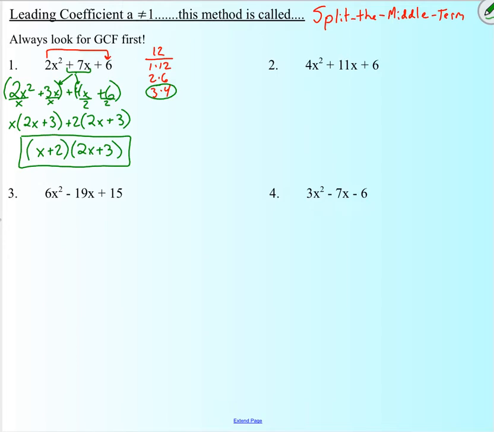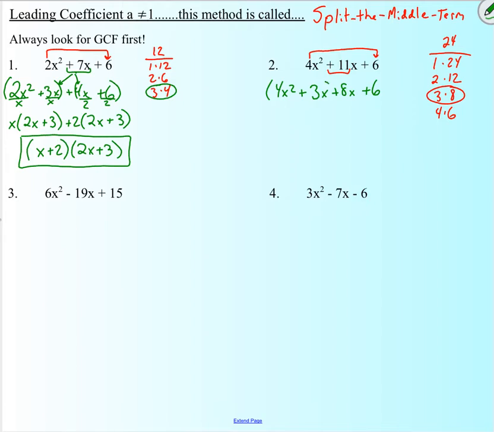Repeat the process again. Let's do number 4 here. Number 2 has a lead coefficient of 4. So 4 times 6 is 24. I want factors of 24 that add up to an 11, so that would be 8 and 3. So I would break this down into 4x squared, and I'll split the 11 into a 3x and an 8x, and the plus 6 on the end.